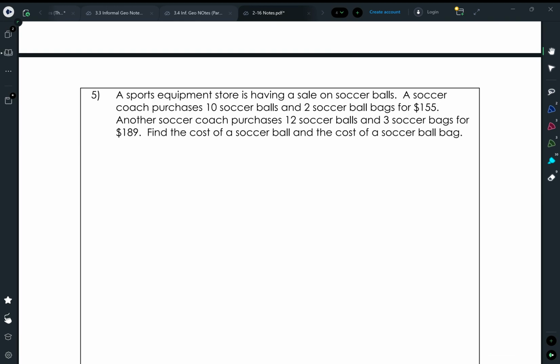So we need to go ahead and decide on some variables. I'm going to let the balls be x and the bags be y. So for our first coach, we have 10 soccer balls plus 2 soccer ball bags, so 10x plus 2y, and he spent $155. And then we're going to have our equation for coach 2, and that's going to be 12x plus 3y equals 189. So now I have to figure out how I'm going to solve this.